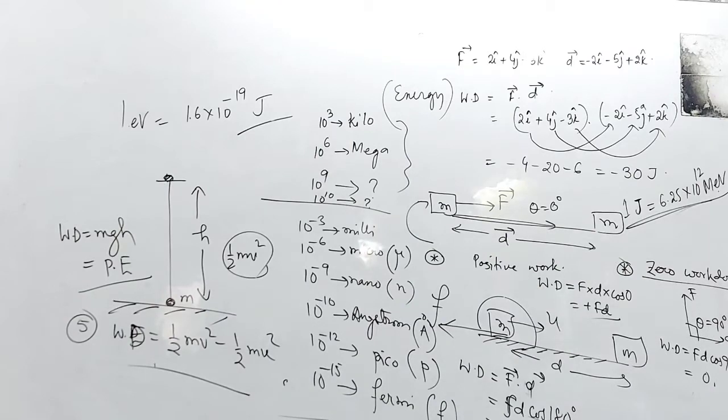How do you write the work energy theorem? The work energy theorem can be written as the change in the kinetic energy: final kinetic energy minus initial kinetic energy. That is written in your formula number 5. Understood?